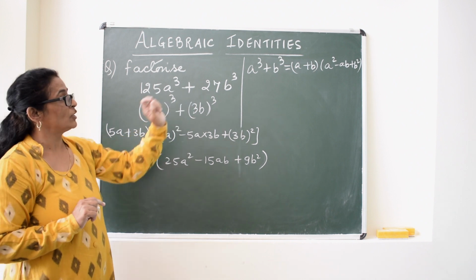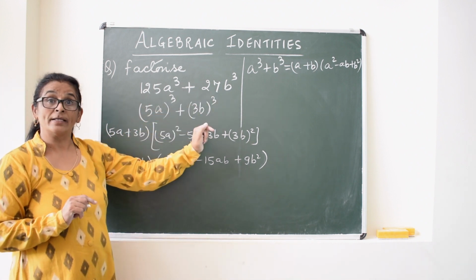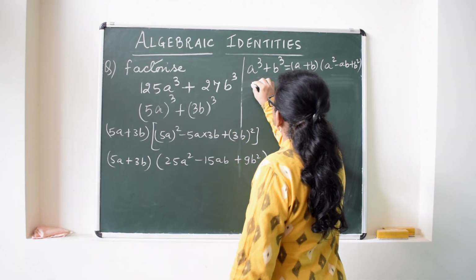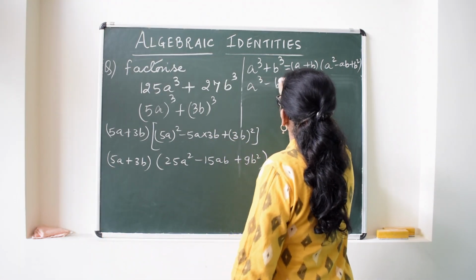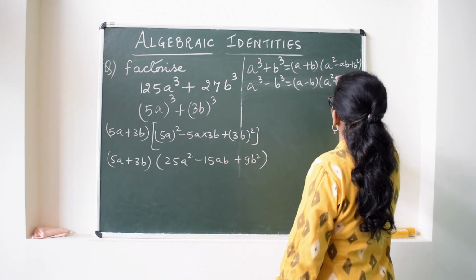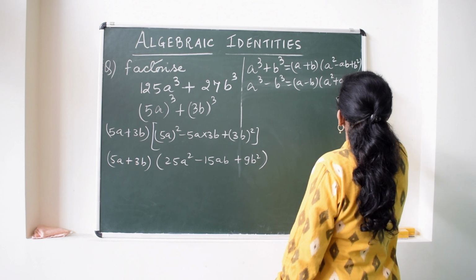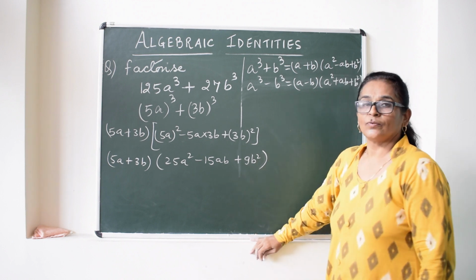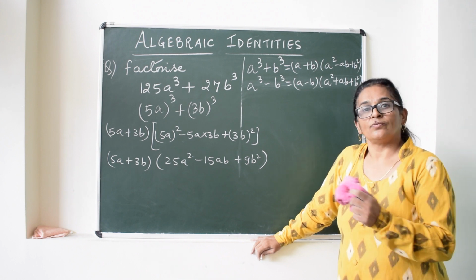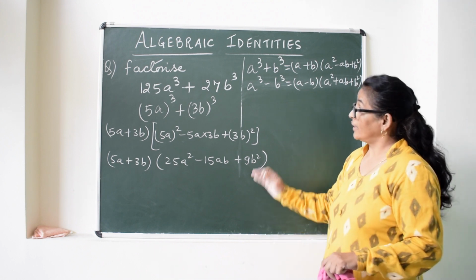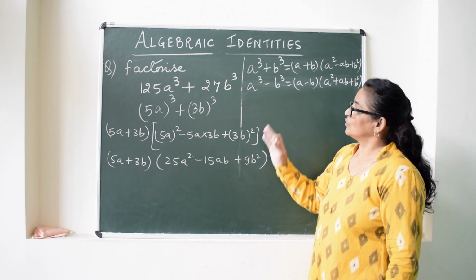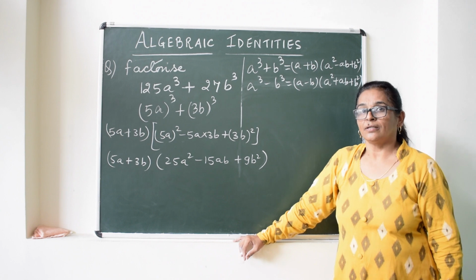So this form a cube plus b cube and a cube minus b cube for the factorization. This is for a cube plus b cube, and for a cube minus b cube, this is a minus b into a square plus ab plus b square. So what we have seen, the expansion of the identities means LHS was given, so we had done the right hand side, and if right hand side was given, then we had done the factorization. So this is all about algebraic identities.